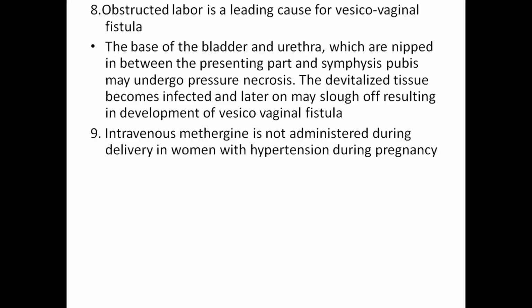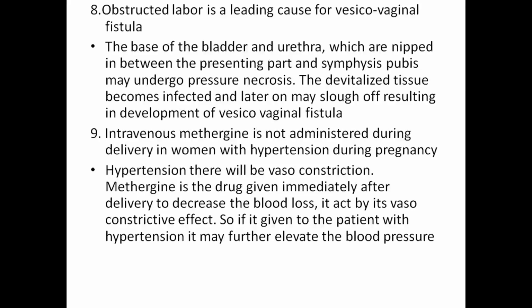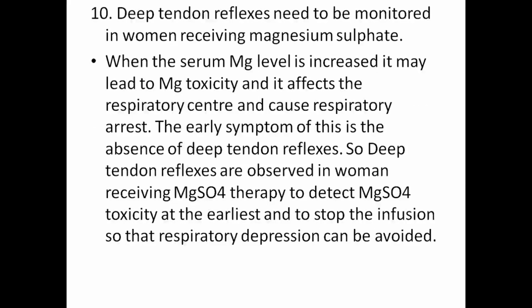Intravenous methergine is not administered during delivery in women with hypertension during pregnancy. In hypertension there is vasoconstriction. Methergine is a drug given immediately after delivery to decrease blood loss. It acts through a vasoconstrictive effect, so if it is given to a patient with hypertension, it may further elevate the blood pressure.